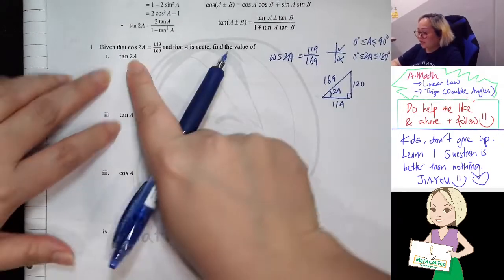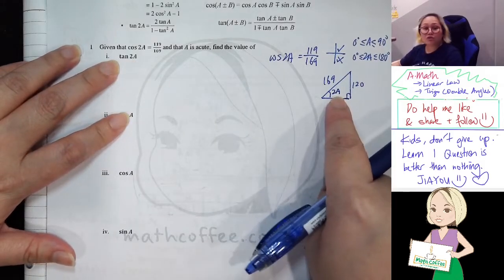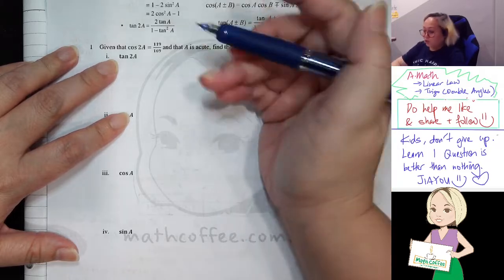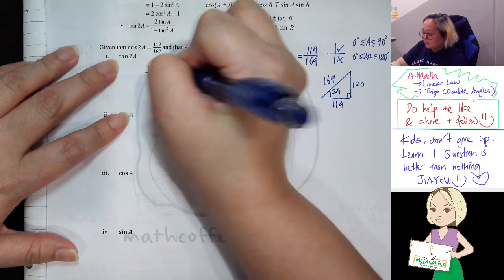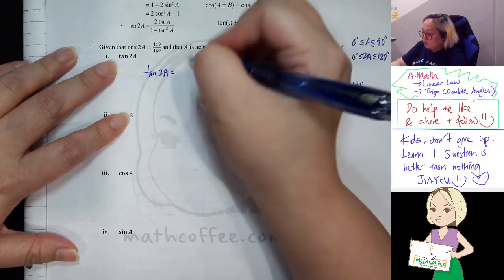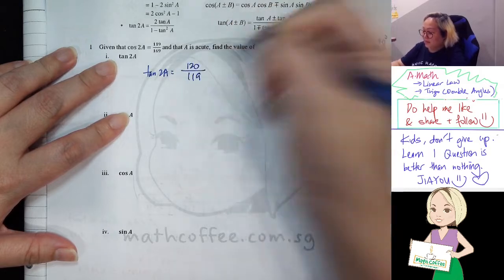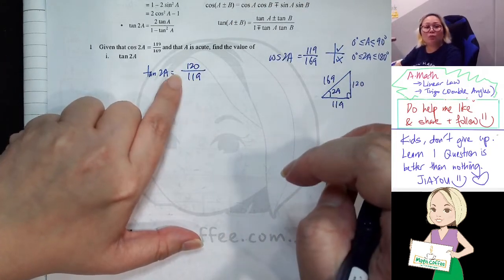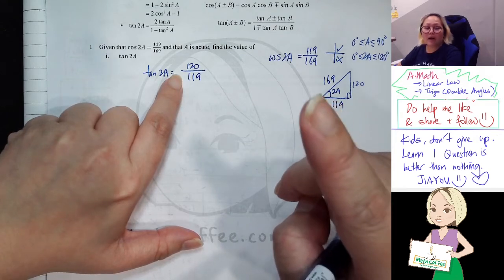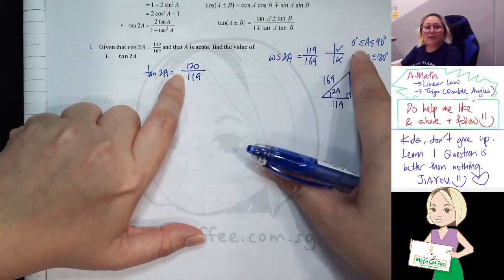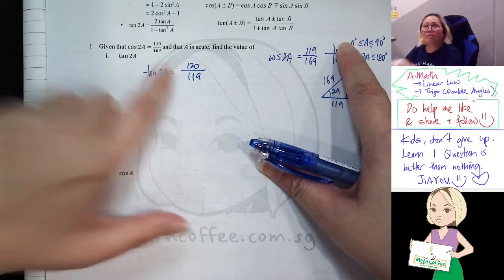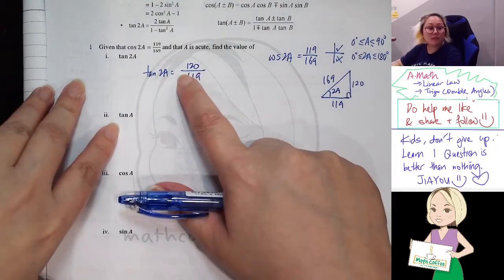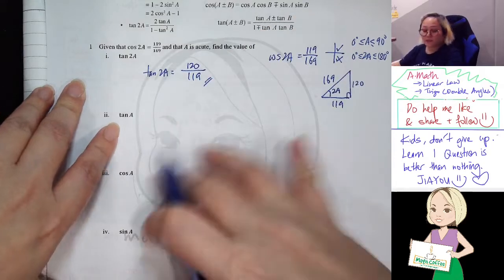Okay, so they ask for tangent 2A. Easy lah, because my triangle has 2A, right? So just take opposite over adjacent. So my tangent 2A is simply 120 over 119. After writing the ratio, the next thing you need to decide is, do I have to put the minus inside? Do I have to put a minus here? It's in the first quadrant. In the first quadrant, my sine, cosine, and tangent are all positive. So I don't need to put any minus. So this is my final answer.